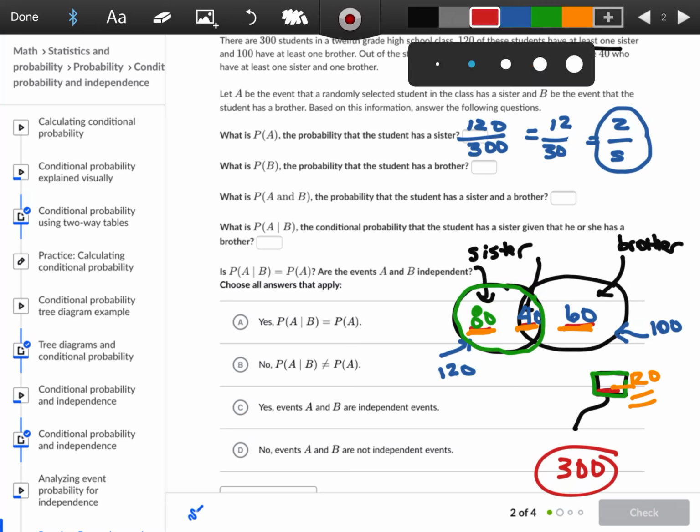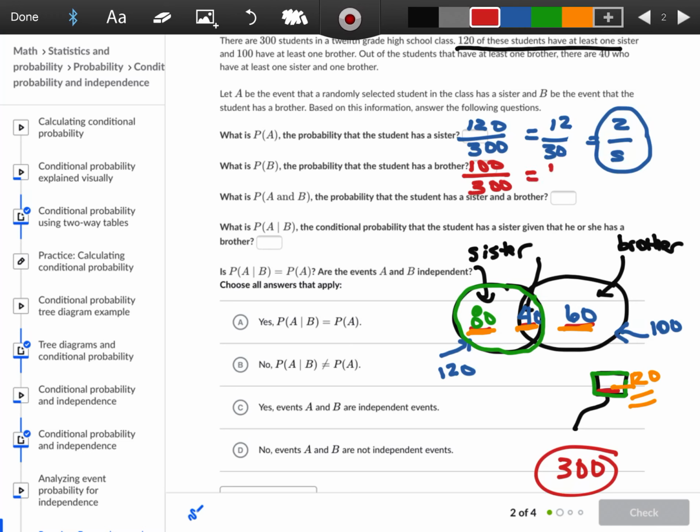Now I'm going to switch gears to at least one brother. There were 100 people who had at least one brother out of my 300. Again, we don't need a silly old calculator. Use our brains here. Those both divide by 5. That is 2 out of 6, which comes down to 1/3. So there's a 1/3 chance, 33% chance we find someone that has at least one brother.